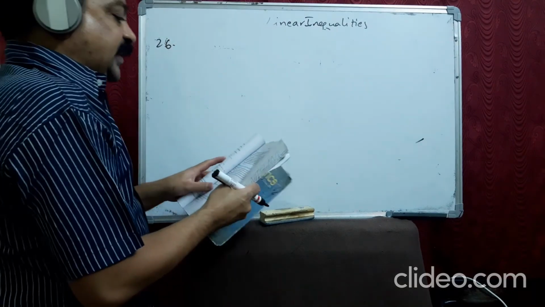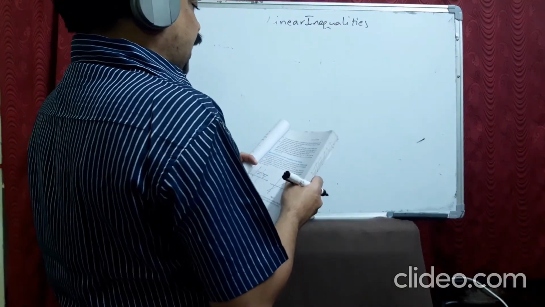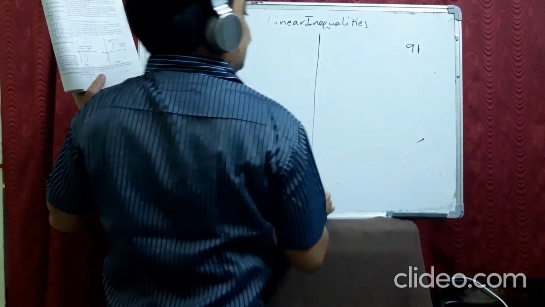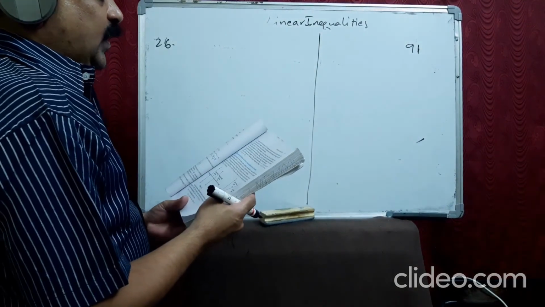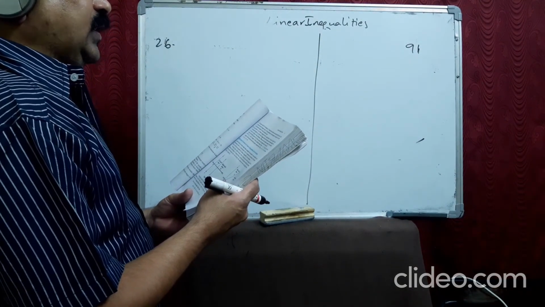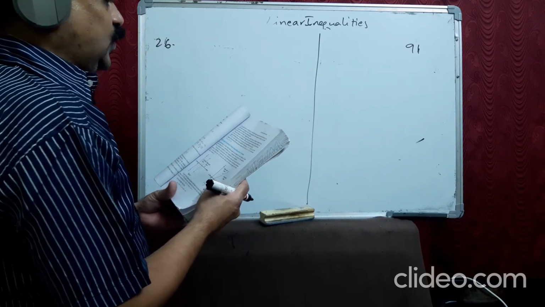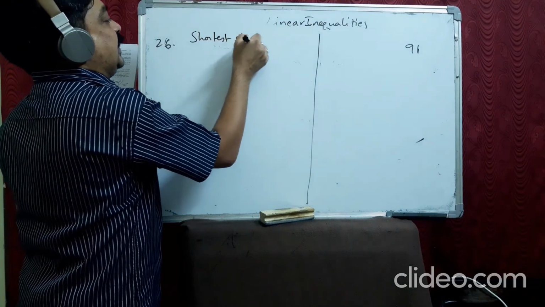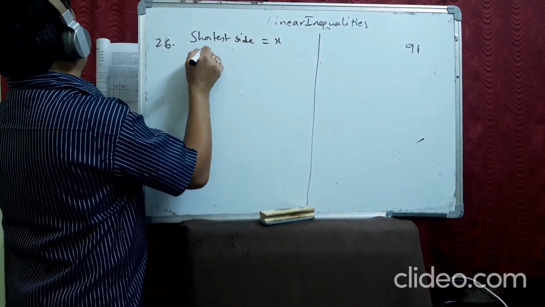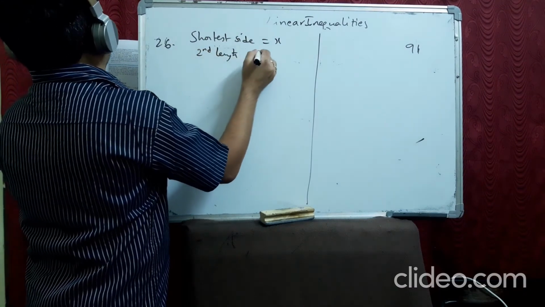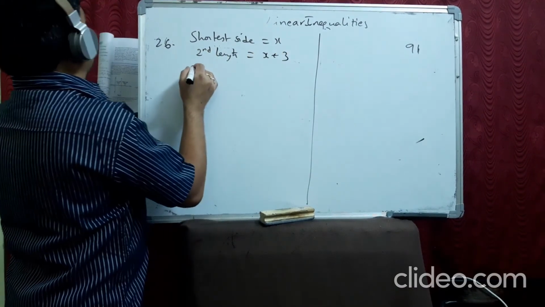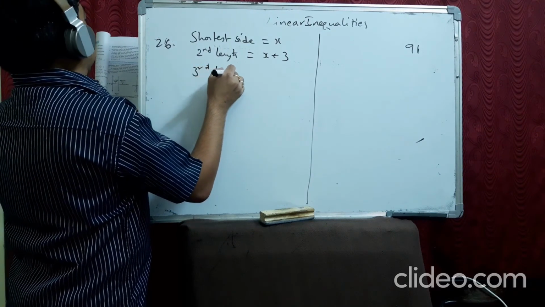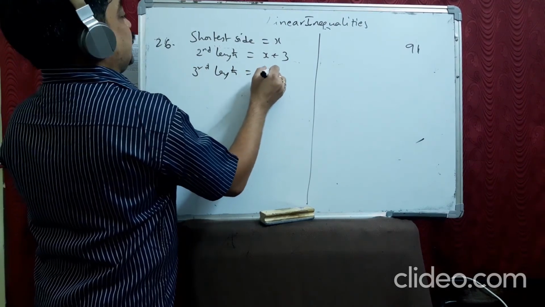Here everything is given in the data. A man wants to cut a board, 3 centimeters, of total length is 91. This is the basic thing. Whatever you make, it should be from 91 only. Second length is 3 centimeters longer than the shortest. Third length is to be twice as long as shortest. Here also we take shortest side as x, and the second length we take it as 3 centimeters longer, x plus 3. Third length is twice as long as shortest.